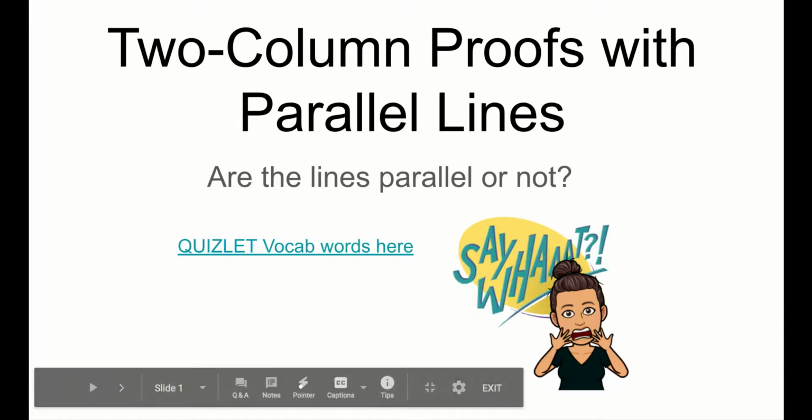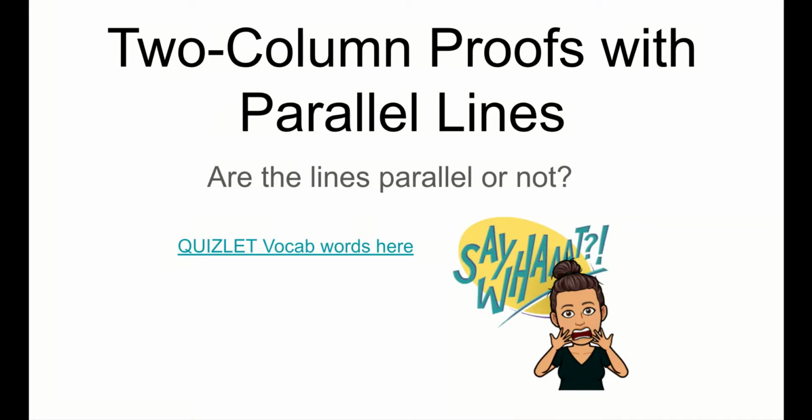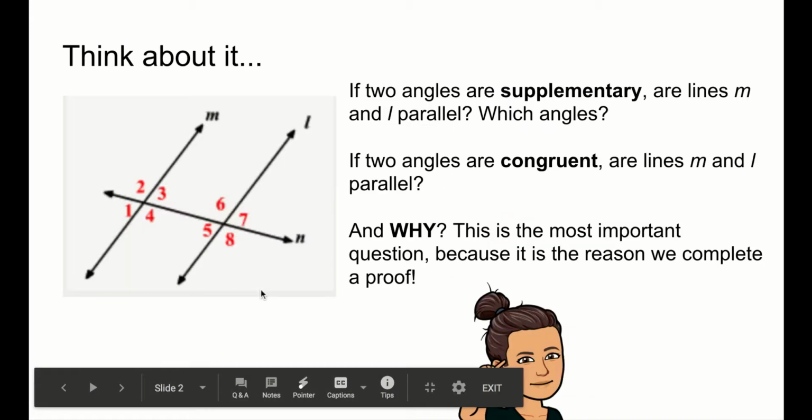I'm going to take you through an intro of finishing out the chapter doing two-column proofs. We're going to focus on parallel lines. So when you do a proof of parallel lines, it's going to ask you if the lines are parallel or not. And if they're not, then we cannot do a proof. You have your Quizlet vocab words there as well.